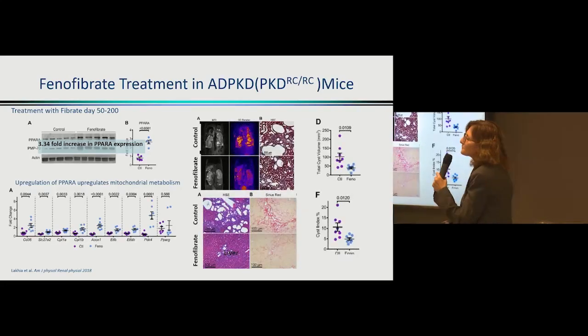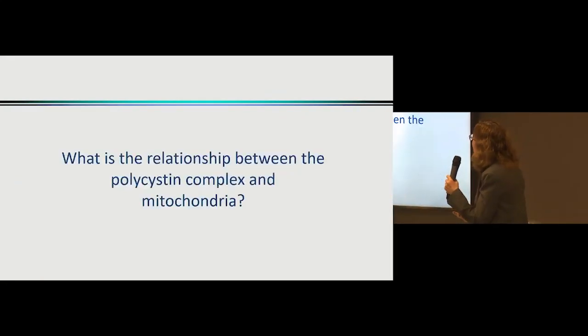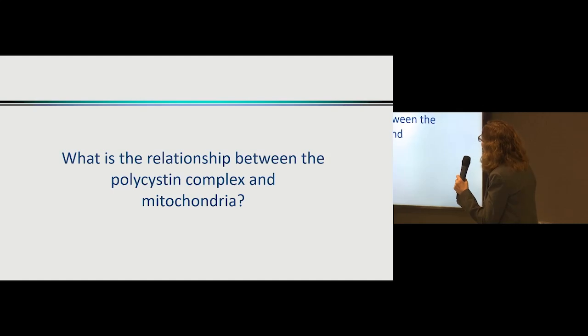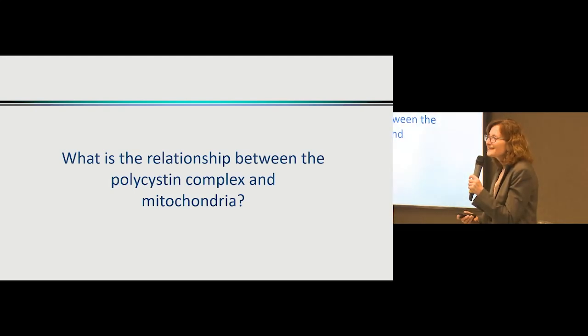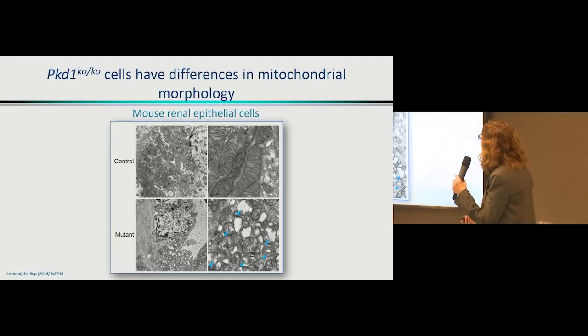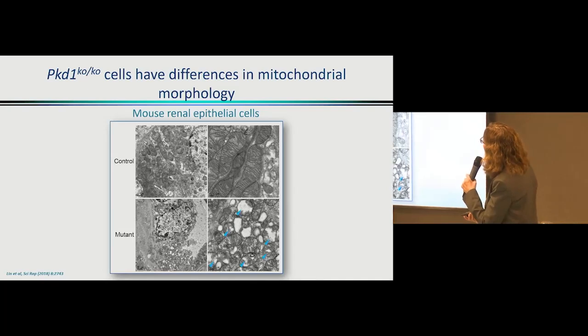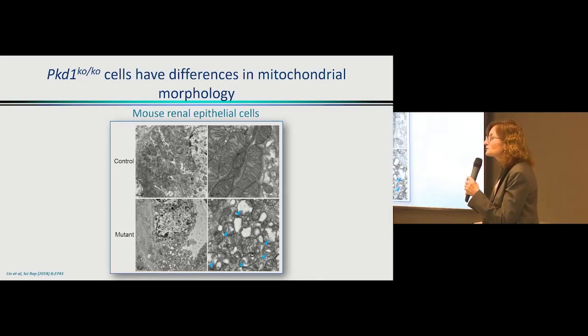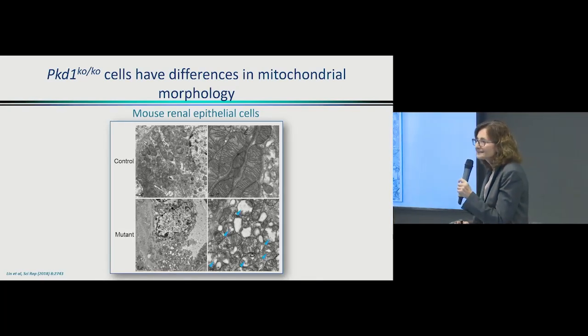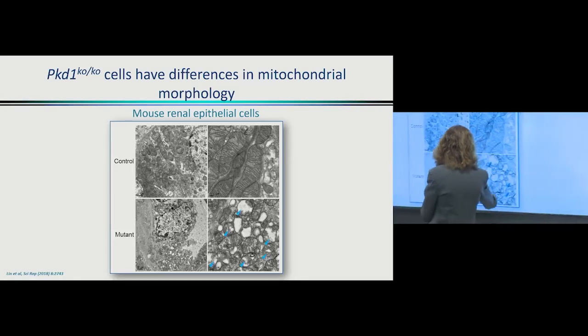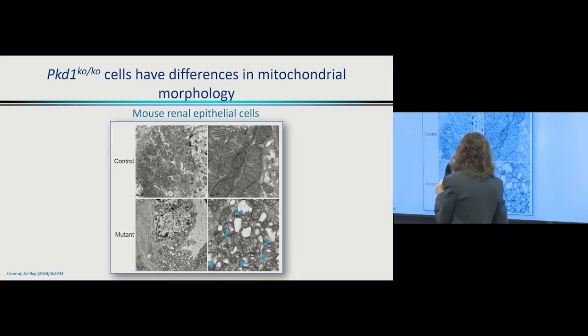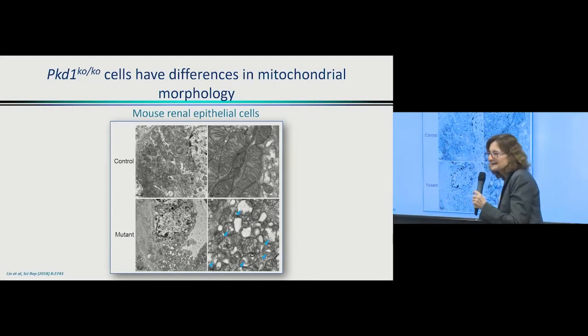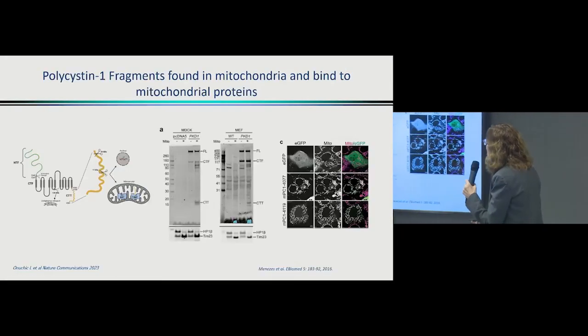And again, you can treat mice with this, and it seems like there's some improvement. So, you know, all of these kinds of processes are going on in mitochondria. So the question is, what's the relationship between PKD and mitochondria? And again, this is work from Greg's lab, just looking at the mitochondria in PKD mutant cells. This is electron microscopy. And you can just see, if you look at this versus this, that these are kind of normal mitochondria and these are kind of not normal. So there is some relationship here.